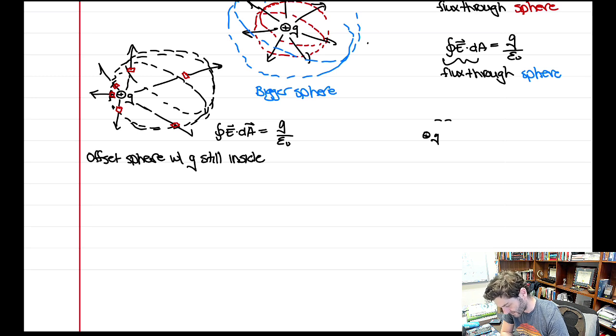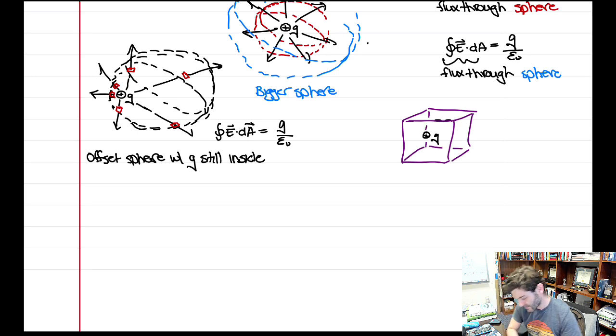Last example of this: same charge Q, and I say, screw spheres. I'm going to draw a cube. And maybe I'll put the charge more or less at the center of the cube. It doesn't look like I drew it at the center, it's somewhere near the center. But notice how I'm saying maybe it is, maybe it's not.